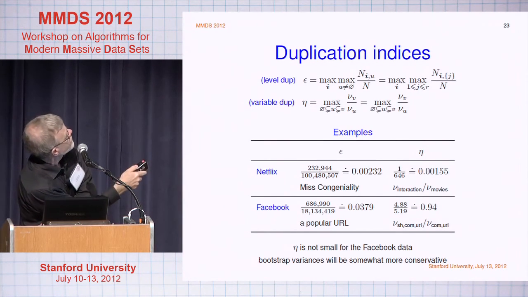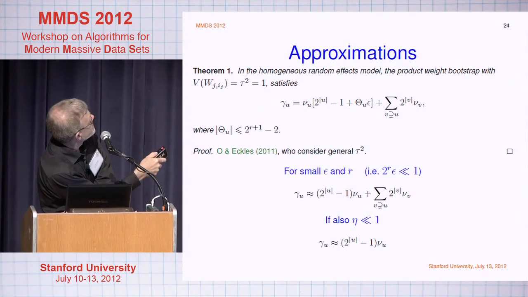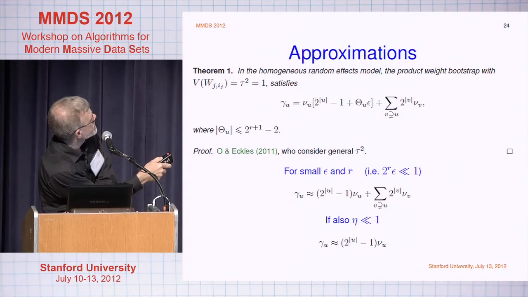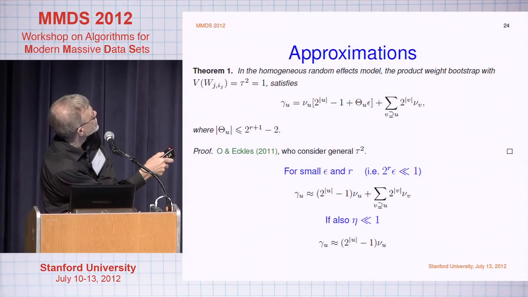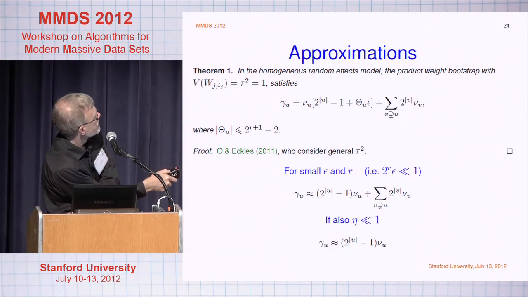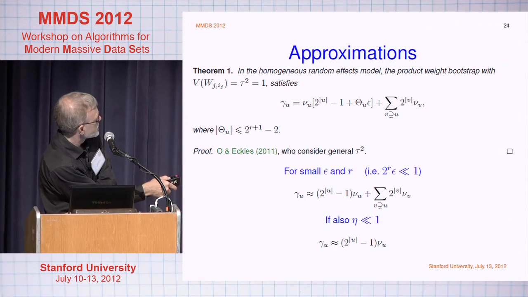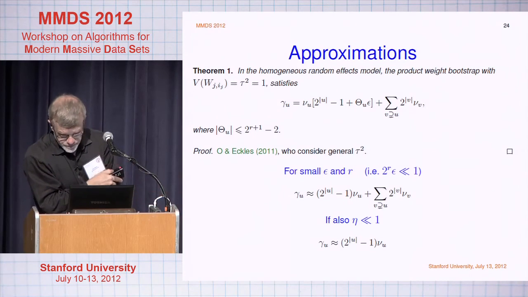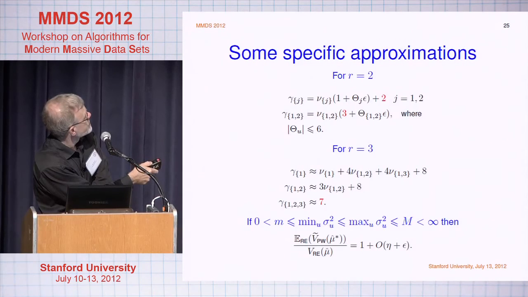Okay, here's what we proved. There's the variance you want. There's the variance you get. It's 2 to the cardinality minus 1. This is the duplication thing, like 0.0002 for Netflix. So basically just look at 2 to the mu minus 1, and then things rain down from the higher order interactions. But if those duplication indices are both small, then the multiplier you get is the multiplier you want times a small integer. Okay, and the 3 turns into a 7.